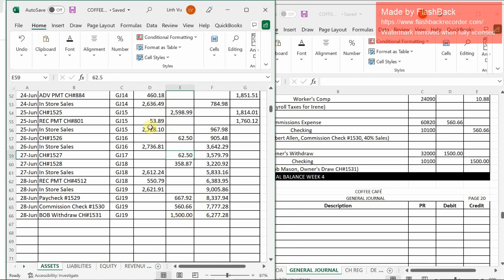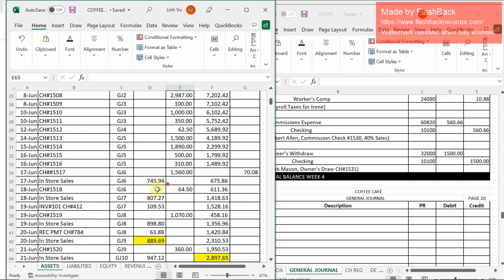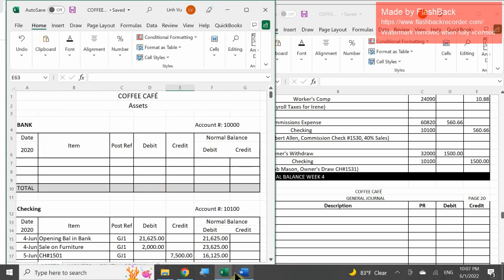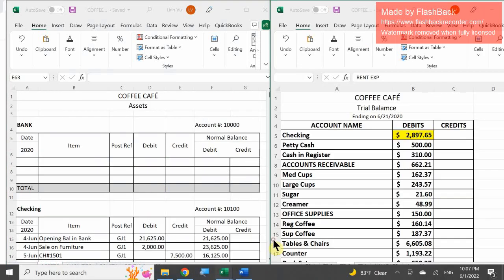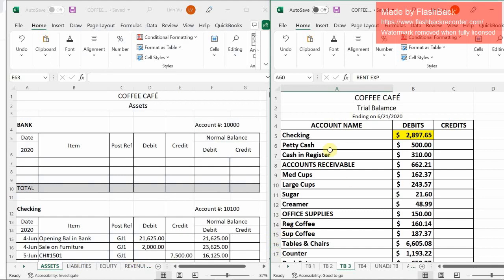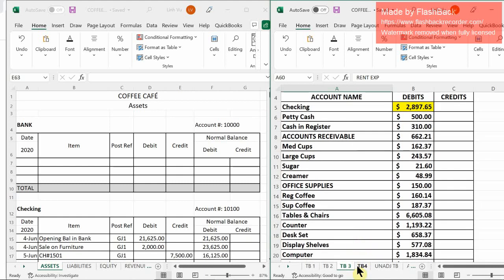Now, if for any reason you have a mistake in your general ledger, that's where we're going to have to refer to our journal. So here you need your ledger and your financial forms. And this is where we're going to do that same shortcut that I showed you last time to create the trial balance.